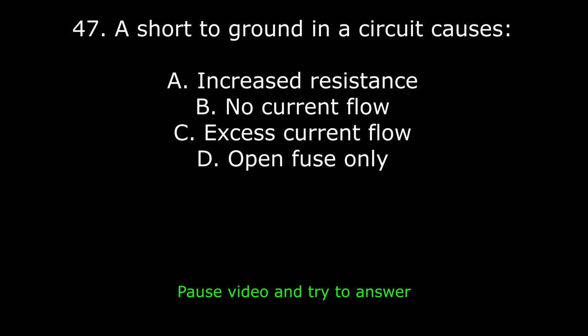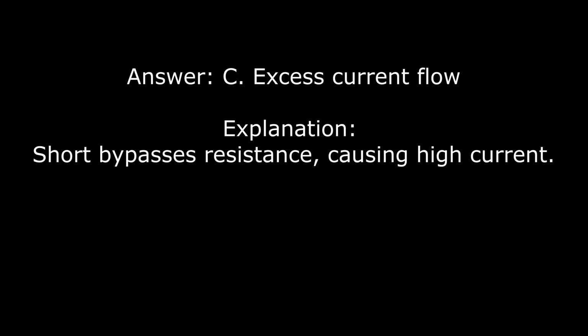47. A short to ground in a circuit causes A, increased resistance. B, no current flow. C, excess current flow. D, open fuse only. Answer: C, excess current flow. Explanation: short bypasses resistance, causing high current.